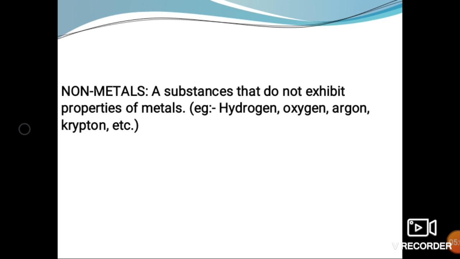Okay, now non-metals. What are non-metals? Substances that do not exhibit the properties of metals. For example, hydrogen, oxygen, argon, krypton, xenon, radon, all those things, all those are called non-metals among the elements. From the definition, we know that they are substances that do not exhibit properties of metals. That means the elements which do not have the properties of metals are called non-metals.